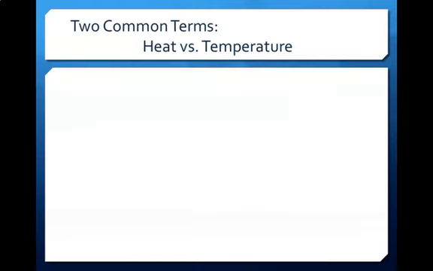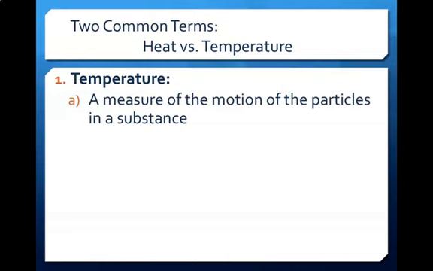We use 2 common terms interchangeably in the real world. We use heat and temperature quite often interchangeably, but they're not actually defined the same way. So one of the key things you're going to want to make some flashcards on are these definitions of heat and temperature. Starting out with the one that we deal with most often, temperature is a measure of the motion of the particles in a substance. So how fast the particles are moving or how slow the particles are moving.